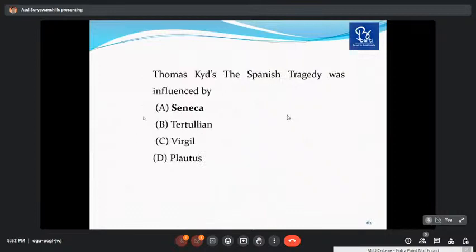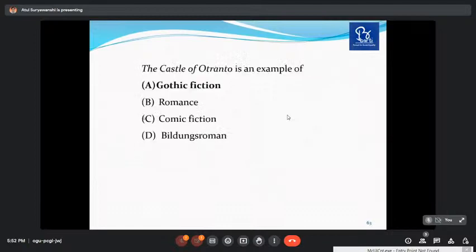Expectations. The next question: Thomas Kyd's The Spanish Tragedy was influenced by Seneca. The first option A is the right one. The Castle of Otranto is an example. The Castle of Otranto belongs to the Gothic fiction tradition.